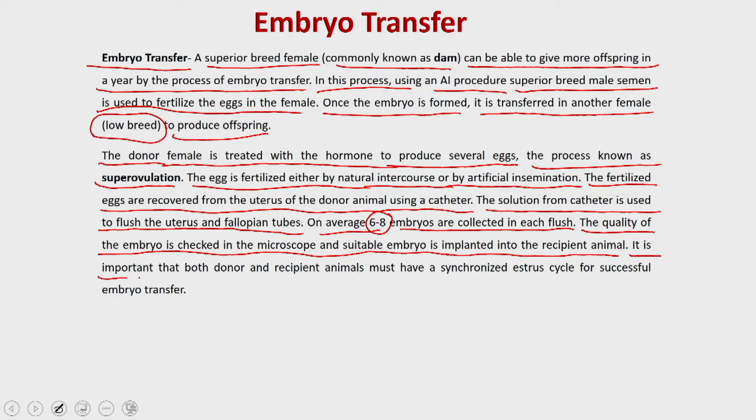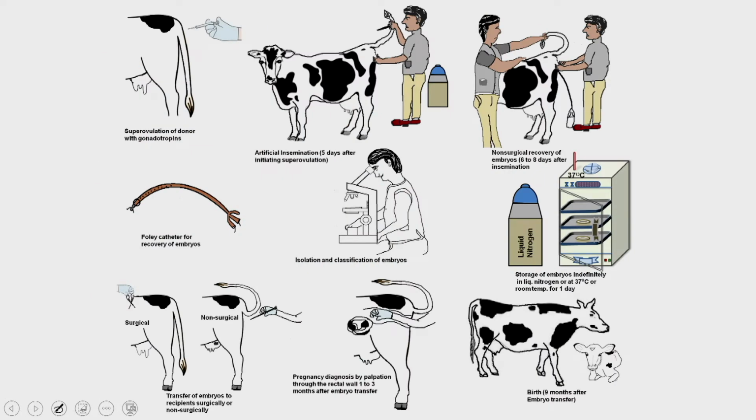It is important that both the donor and the recipient animal have a synchronized estrous cycle for successful embryo transfer. So, if you see, the procedure is very simple.